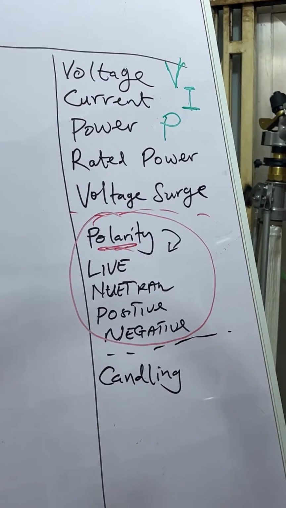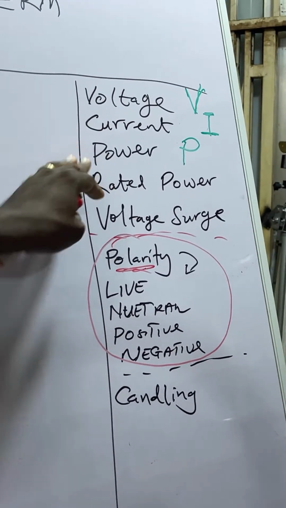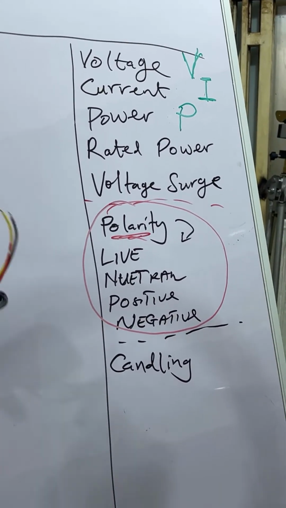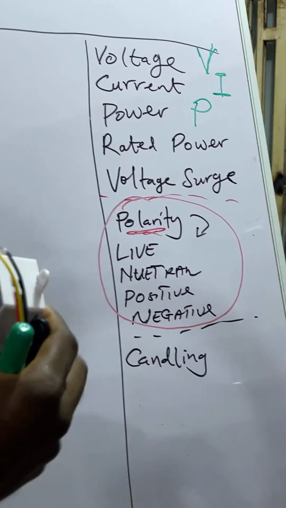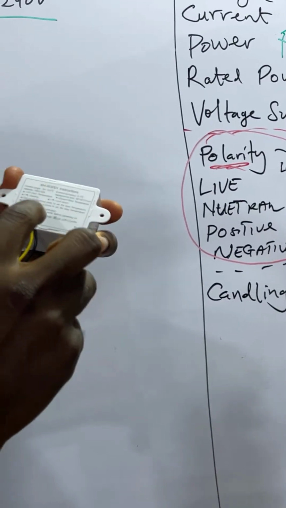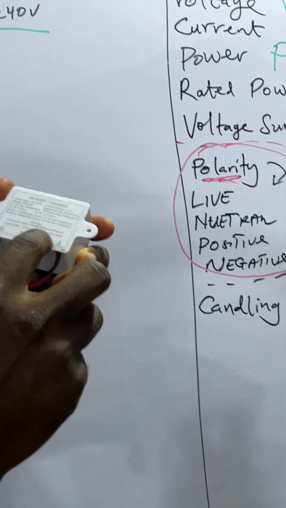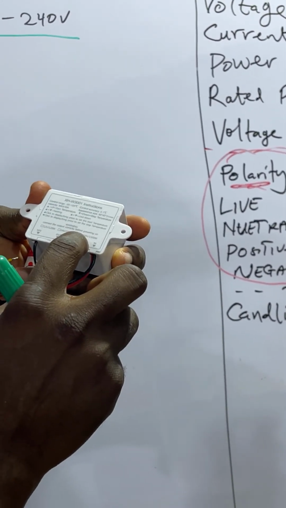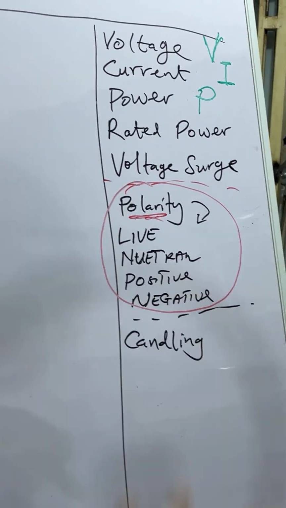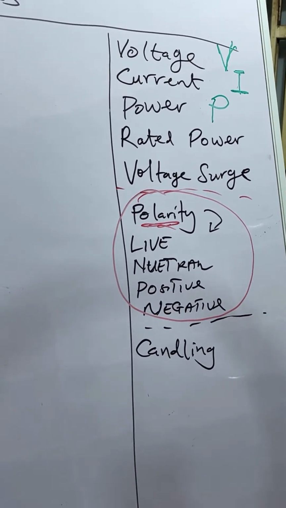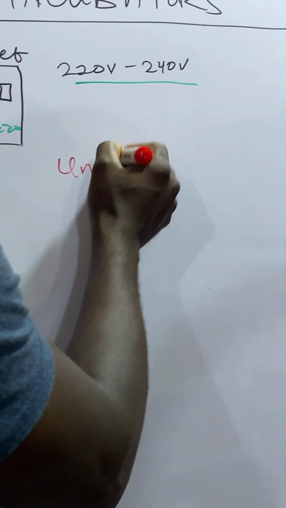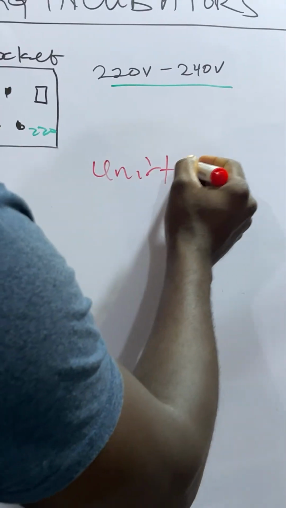Power gives us the idea of the consumption of the appliance. Every piece of equipment has its rated power written on it. If you take your iron, the power is there. The unit for power is watts.